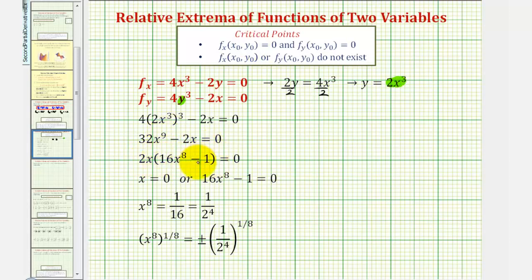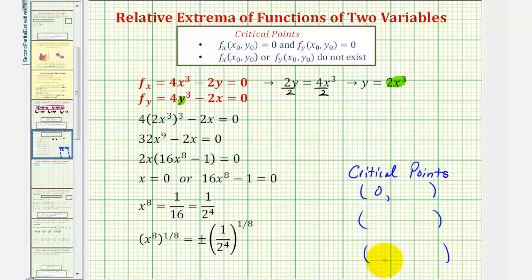And now to find the x-coordinates of the critical points, we want to find the values of x that make this equation equal to 0, and that's where 2x = 0, or when x is 0, or when this quantity here, 16x^8 - 1 = 0. So for the critical points, so far, we will have one that has an x-coordinate of 0. We'll end up having two more though.